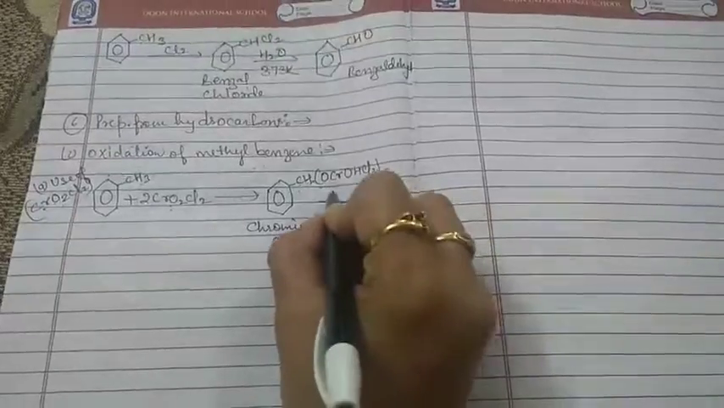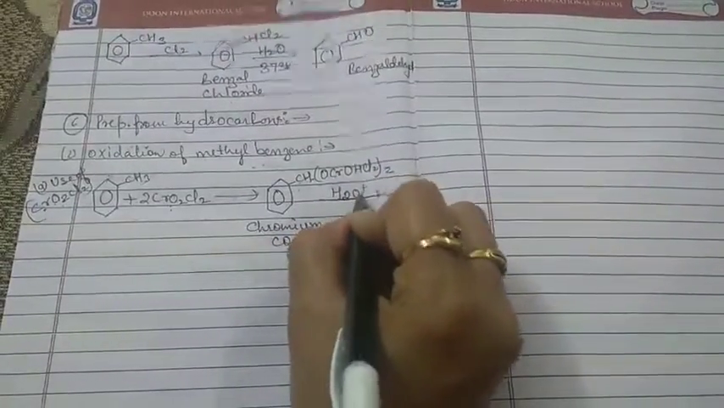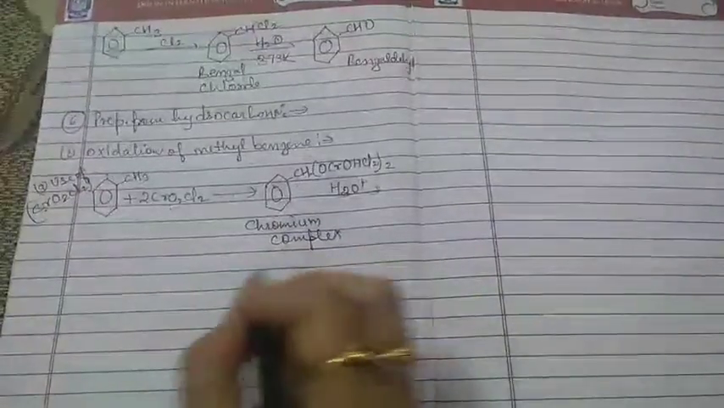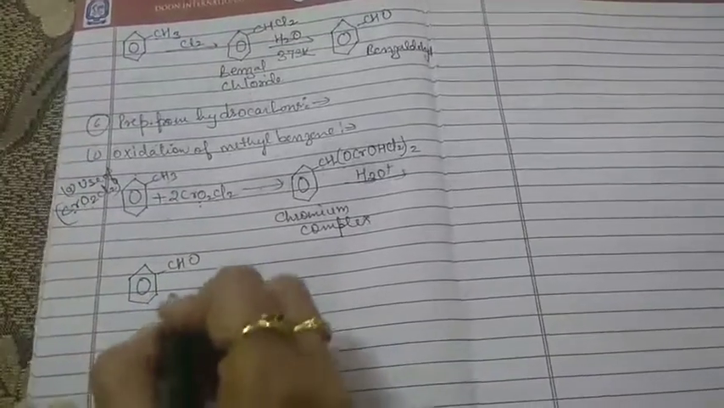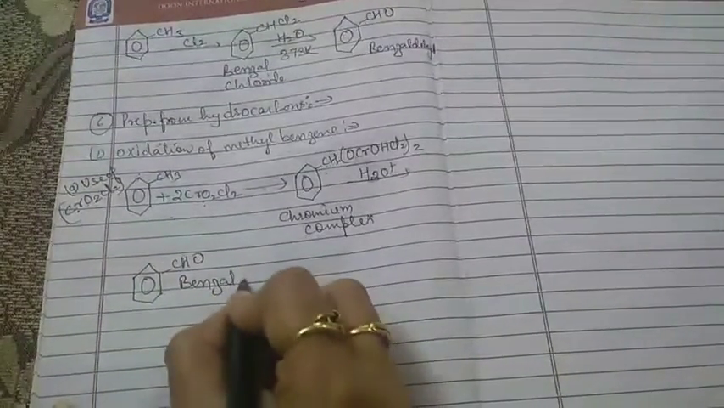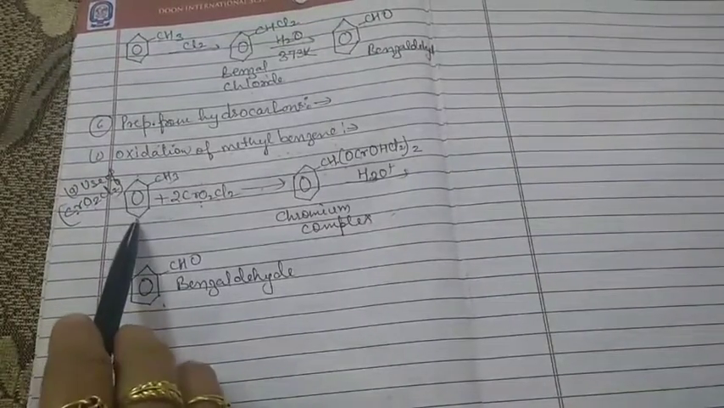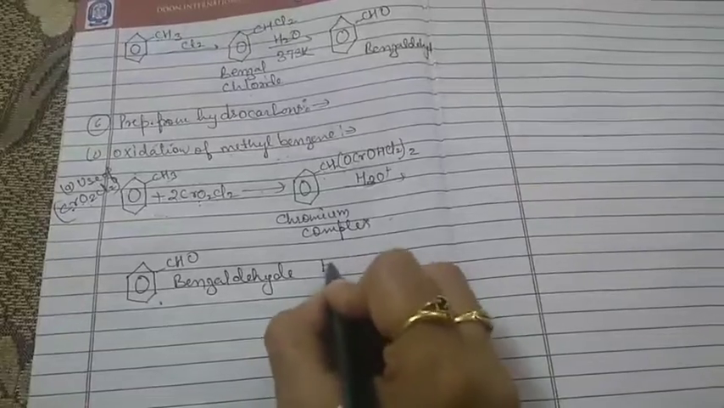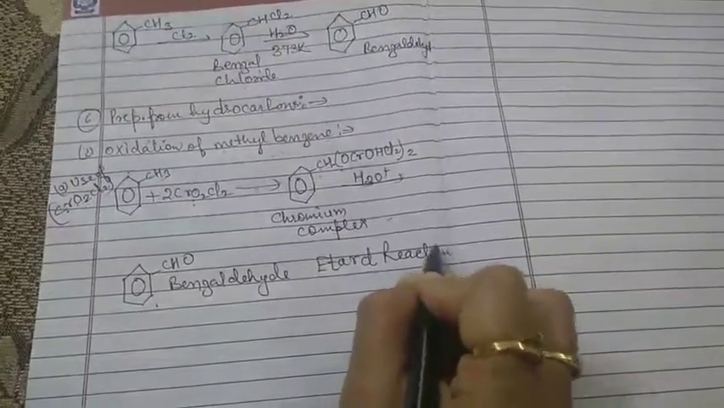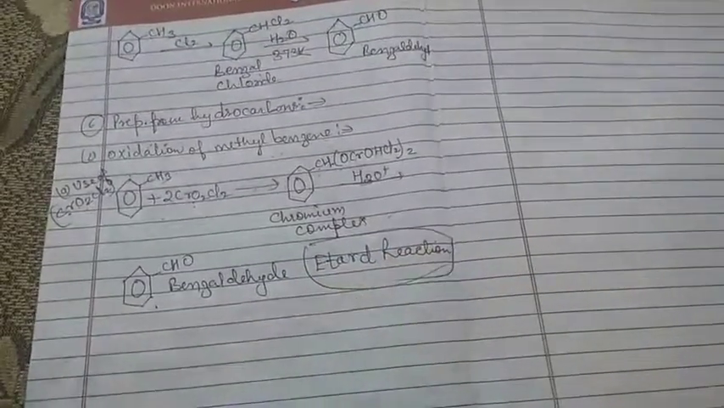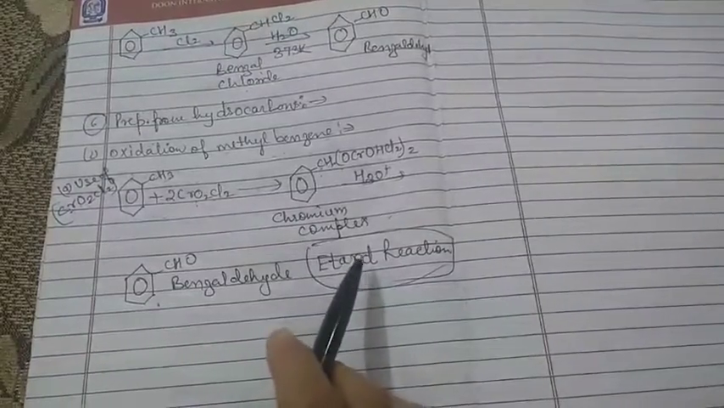Now again upon hydrolysis, the process of hydrolysis is carried out, and we get the benzaldehyde as the result. This is CHO. This is called benzaldehyde. And this process of preparation of benzaldehyde from the methyl benzene is also known as the Etard reaction. It is a naming reaction, and it is popularly known as the Etard reaction. It is a very important reaction. Now this is the first way.